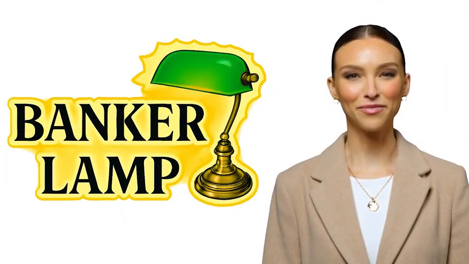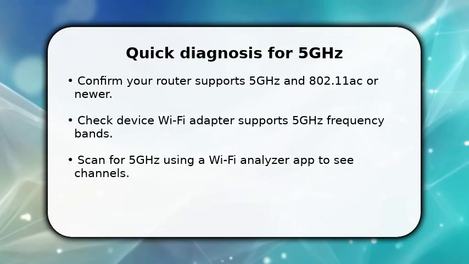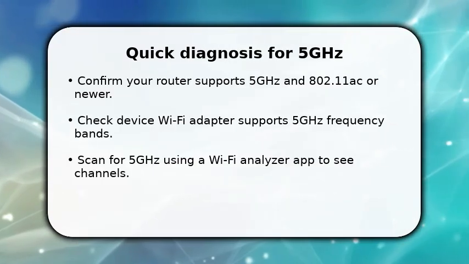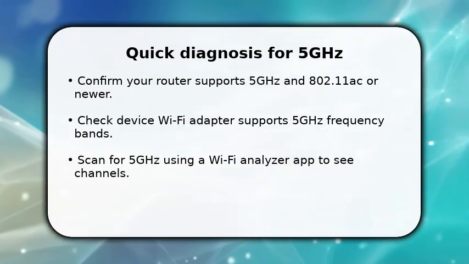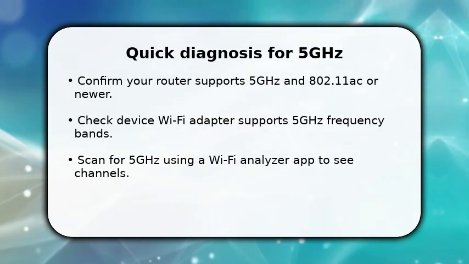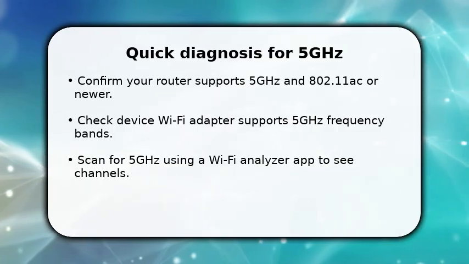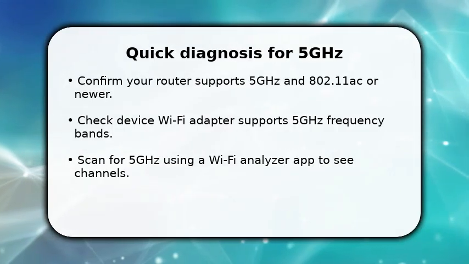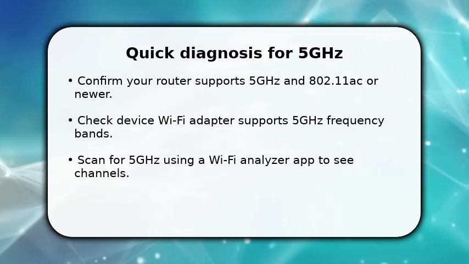Please enjoy the video. Start by confirming your router supports 5 GHz and 802.11ac or newer. Inspect the router label or settings page. Next, check whether your device Wi-Fi adapter supports 5 GHz frequency bands. Open Device Specs or Device Manager to verify.